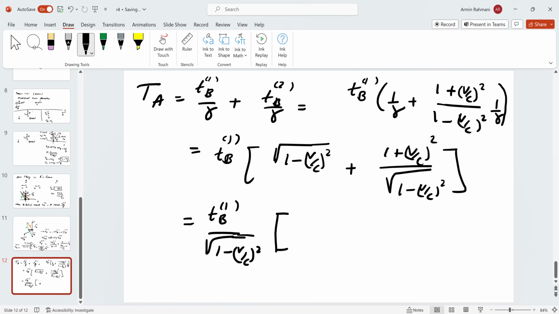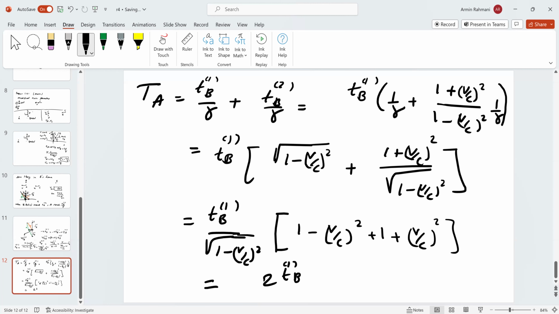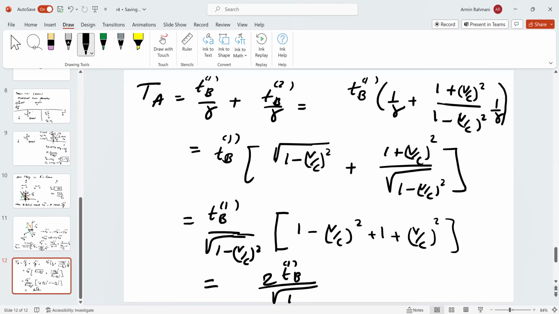See, there's significantly more work to analyze the same problem in a different frame. So now here I get 1 minus V over C squared plus 1 plus V over C squared. That's 2. Finally, we relate TA, the reading on A's clock at the end of the whole thing when A and C meet, to a particular time in B's frame and the velocity. So that becomes 2, this TB1 divided by square root of 1 minus V over C squared. All right. So that's 1/2 of the problem.